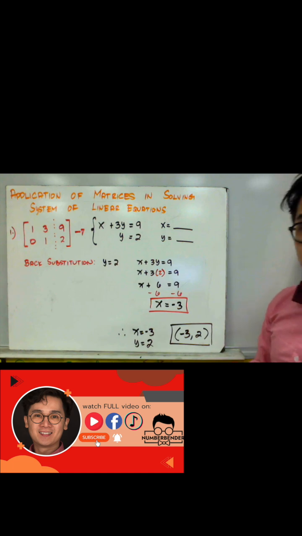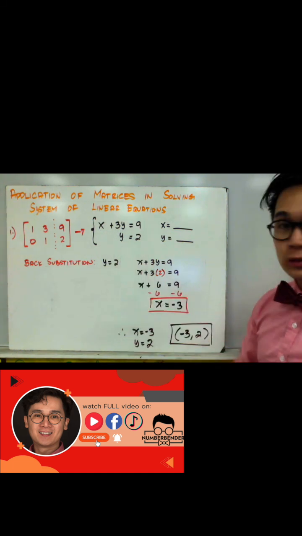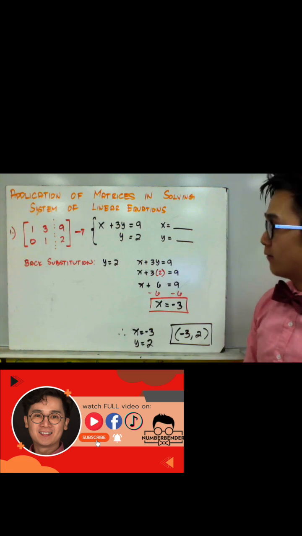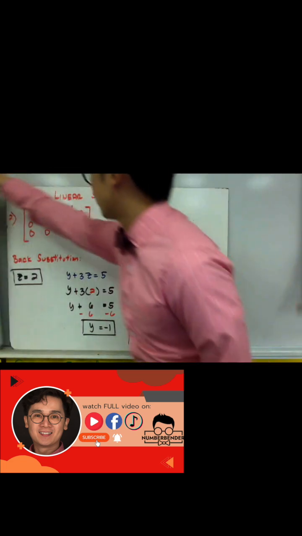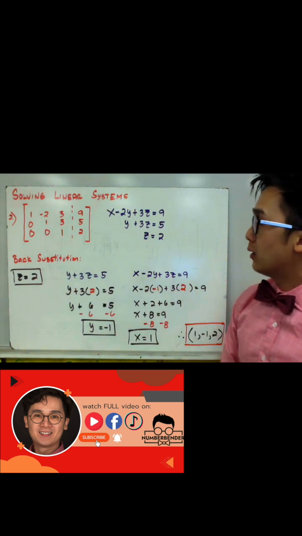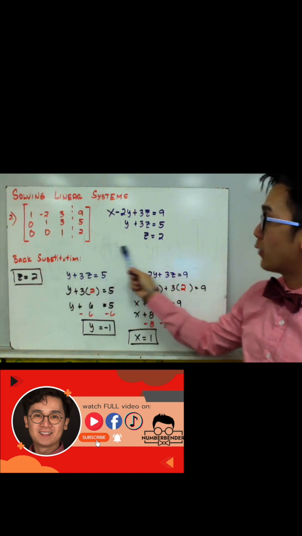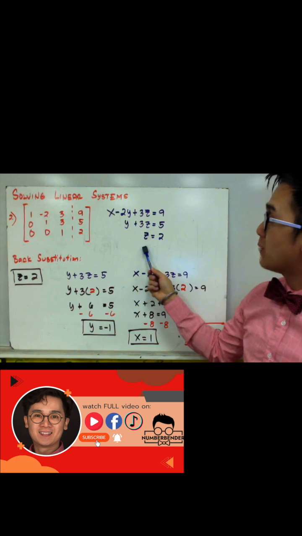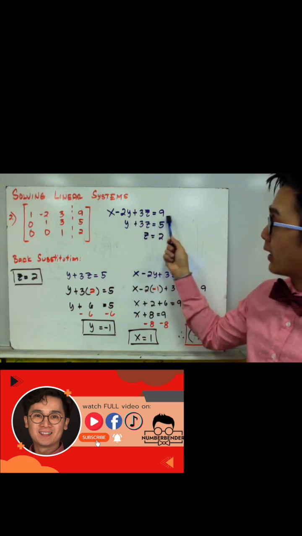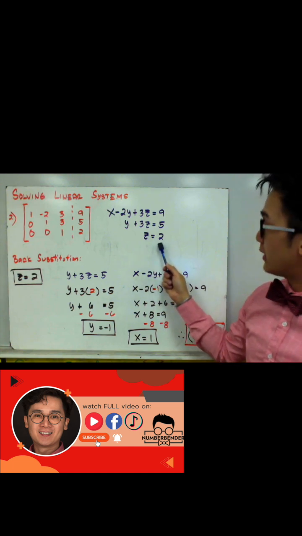Now let's have another example, but this time instead of using 2 variables, we're using 3 variables. So this is a 3-dimensional linear system. So from our augmented matrix given by this matrix, converting it into a linear system, we'll have x minus 2y plus 3z is equal to 9, and y plus 3z is equal to 5, and z is equal to 2.